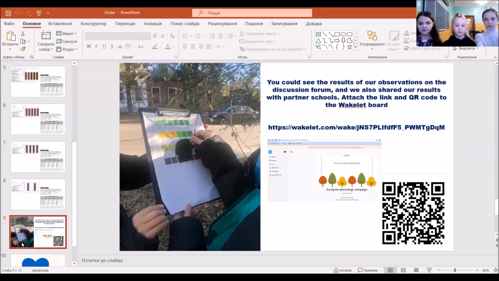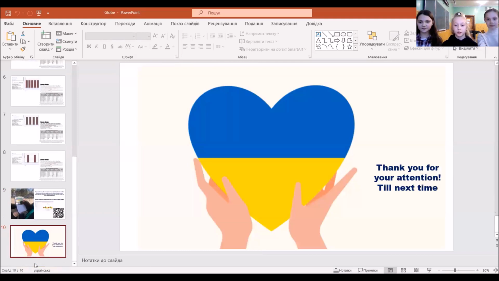You can see the result of our observation on the decision form, and we also shared our result with partner school. Attach the link and QR code to the Wakelet board. Thank you for your attention. Till next time.